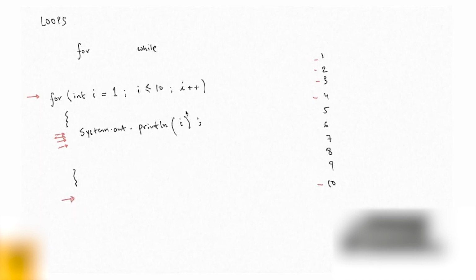So you see, this is a loop because every time we're looping and coming back to this statement, it is printing out the different values of i in different iterations of the loop. And that is how a for loop works.